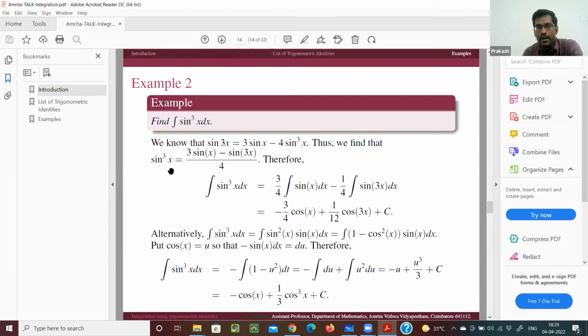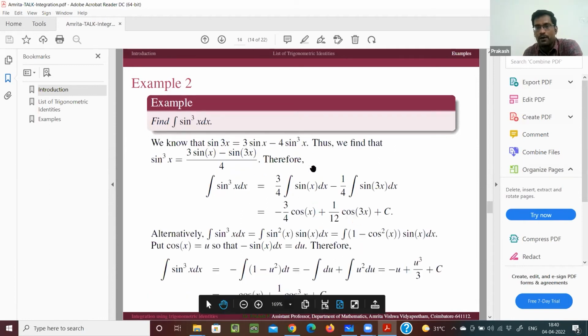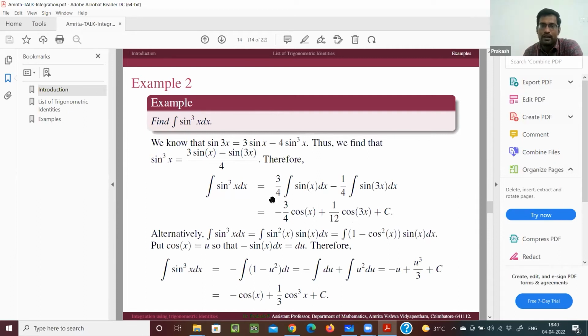So sin cube x is nothing but 3 sin x minus sin 3x by 4. So we just need to substitute, and we know the integral satisfies linearity. So here we are using that. So within one step we are getting the answer. Compared to this one, this evaluation is very simple. When you know the sin 3x identity, then this evaluation is very easy.